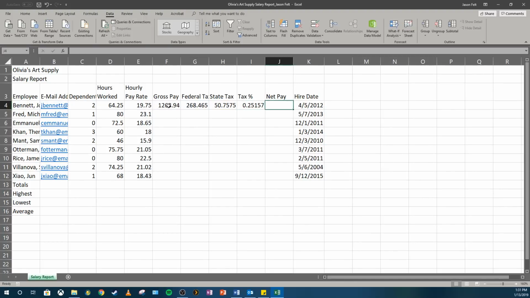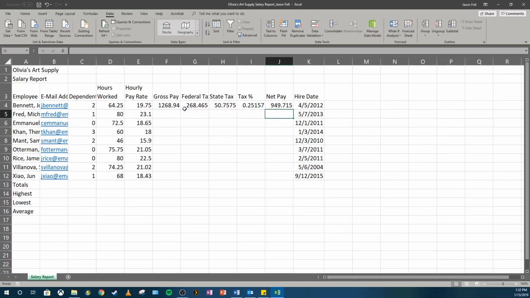Then finally our net pay equals gross pay minus parentheses federal tax plus state tax parentheses. So that's our net pay.